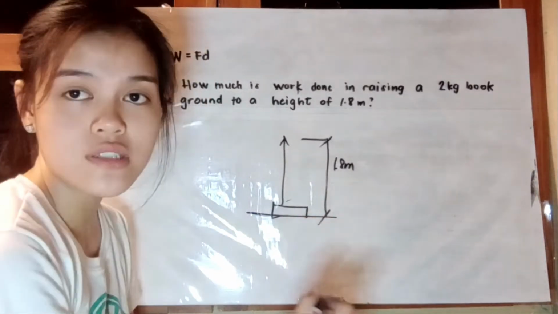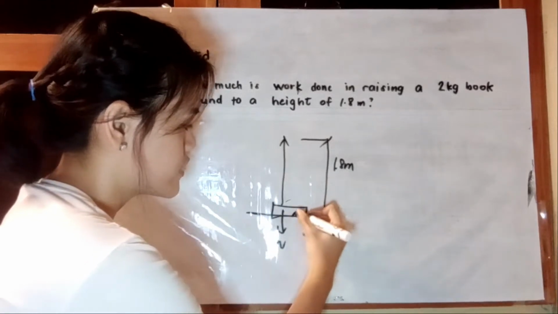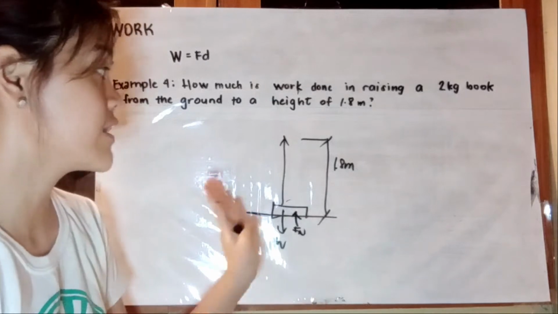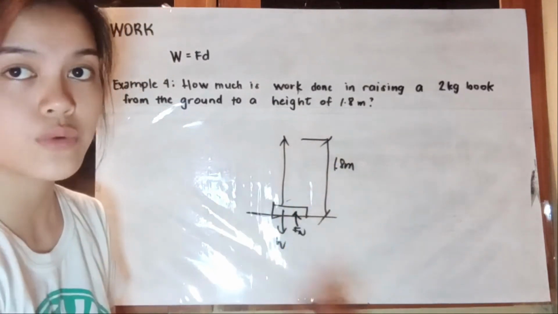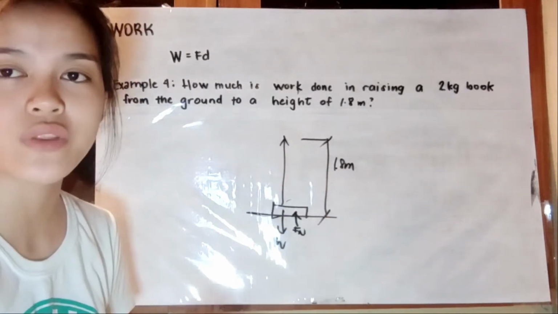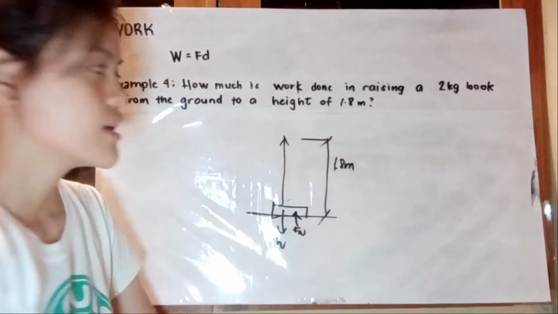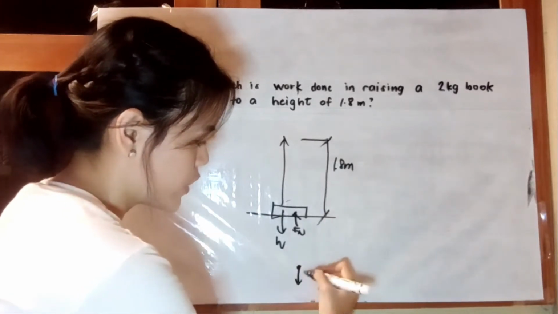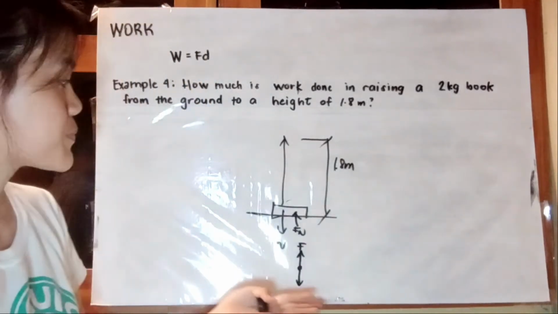So the forces that act on this book is the weight, and then of course there's a normal force that is pushing towards that direction. So this force that is pushing upward, that will make our book be lifted to 1.8 meters, is the one that we are looking for in order to solve for the work. So in drawing our free body diagram, we have here the object, and there's our weight here, and then this is our force, or the normal force.